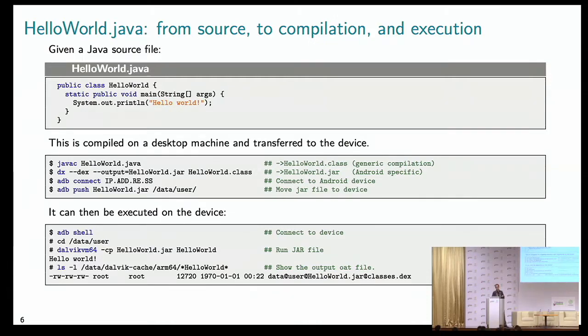Indeed, if you go into this directory, data/dalvik-cache/arm64, you'll find a file that Dalvik would not have produced. You'll find the OAT file that I was mentioning before. Even though this file doesn't have the .oat extension, this is indeed the OAT file here, data@user@helloworld.jar, etc. So we'll now have a look at what is contained inside this OAT file.